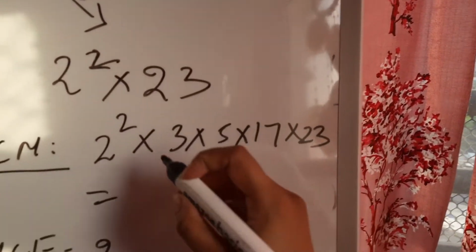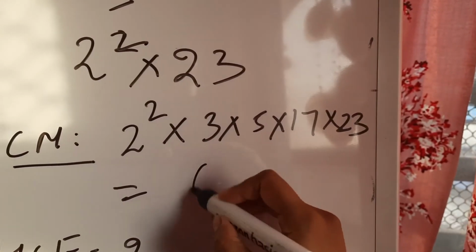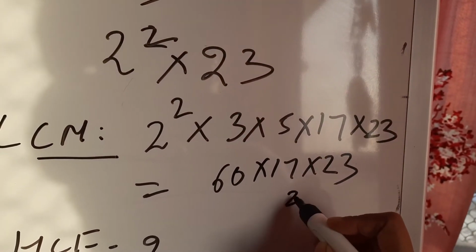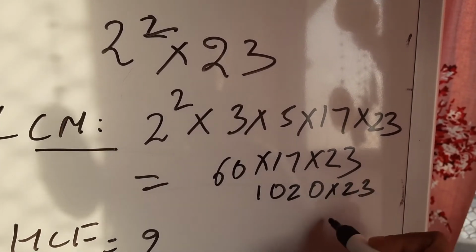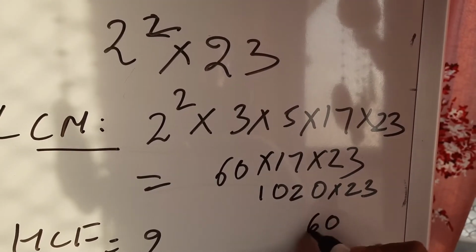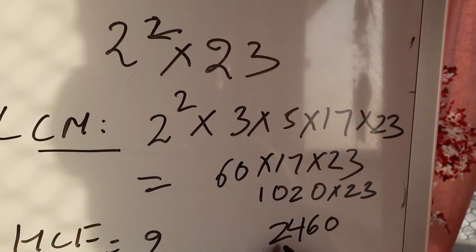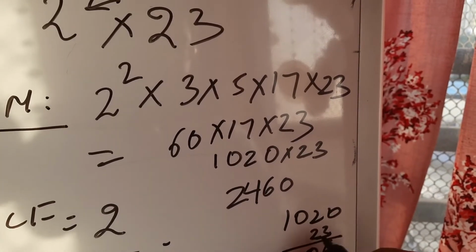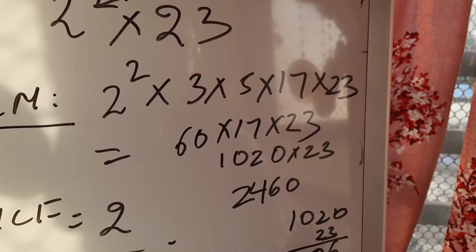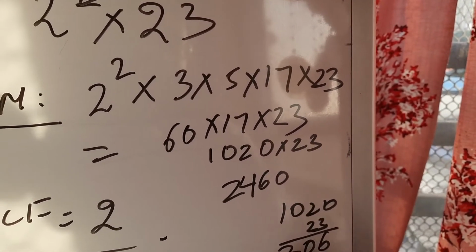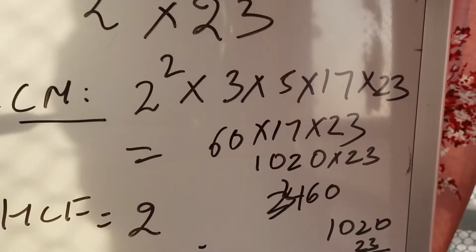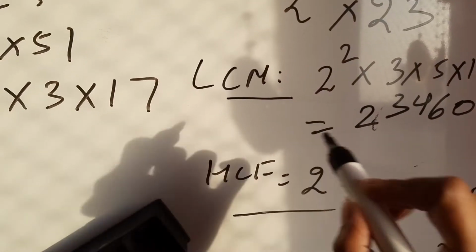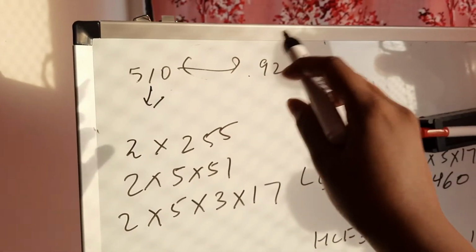So if we multiply this, 4 and 3, 12, 12 5s are 60, 60 into 17 into 23, let's just multiply this. 6 7s are 42, 1020 into 23, 23 2s are 46, I think, let me just do it properly. 3 2s are 6, 2 2s are 4. So yeah, the LCM is 23460, right?